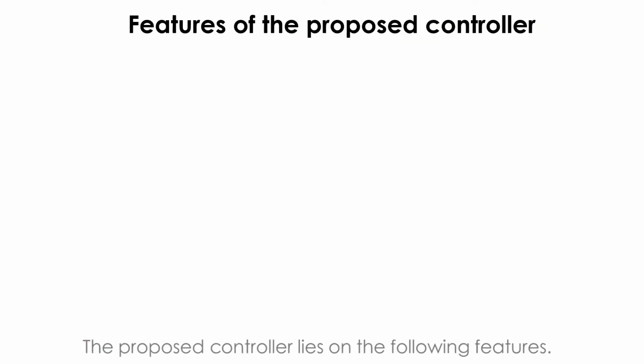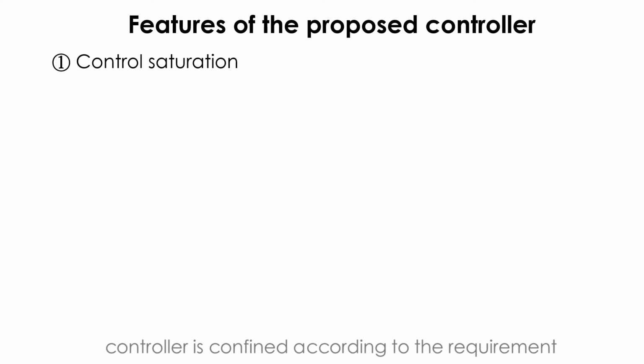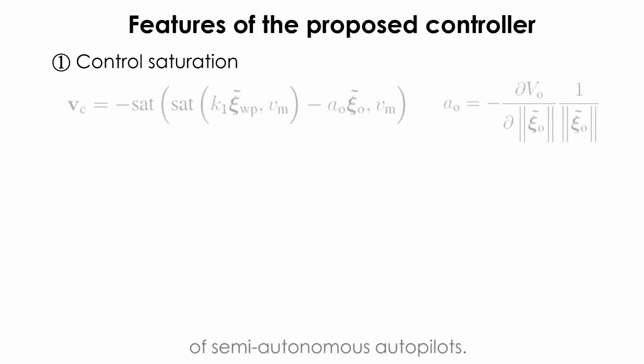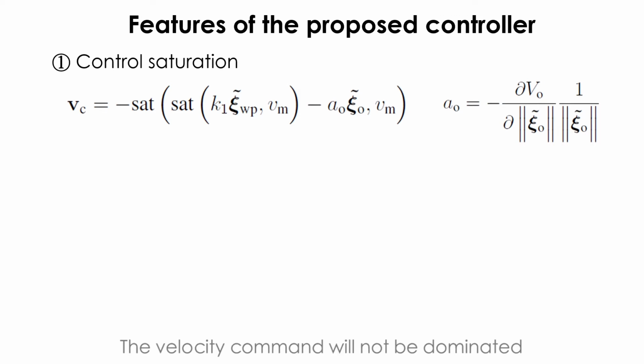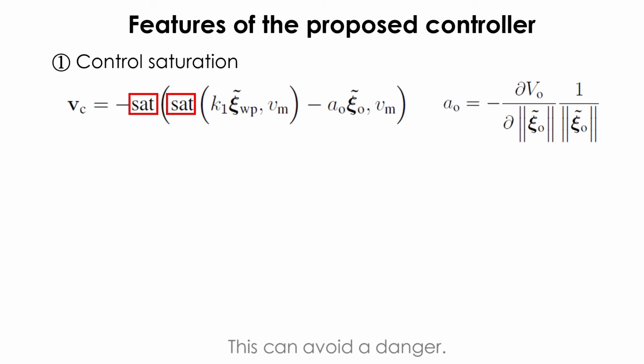The proposed controller lies on the following features. First, the maximum velocity command in the proposed distributed controller is confined according to the requirement of semi-autonomous autopilots. The velocity command will not be dominated by the term of approaching the waypoints in the case that the UAV is very close to the obstacle. This can avoid a danger.